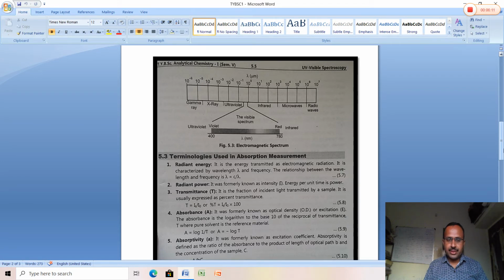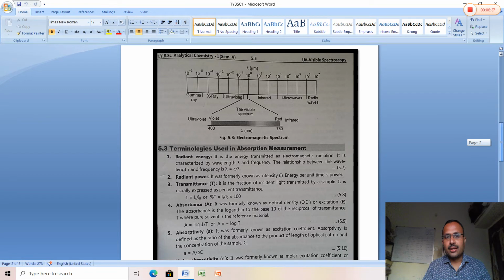If you see below, the violet to red spectrum is also given in the range of 400 nanometer to 780 nanometer. That is the region of ultraviolet and visible spectroscopy. Mostly visible spectroscopy is 400 to 780 nanometer, because ultraviolet radiation has the wavelength in the range of 200 to 400 nanometer.